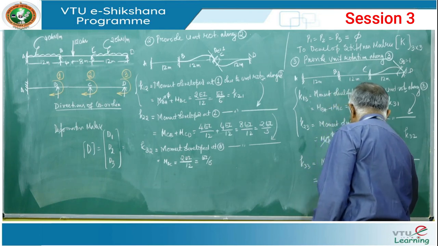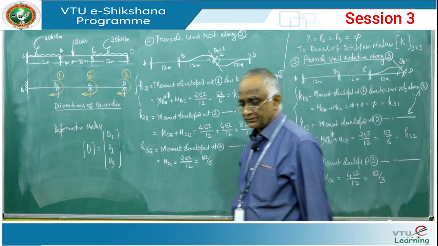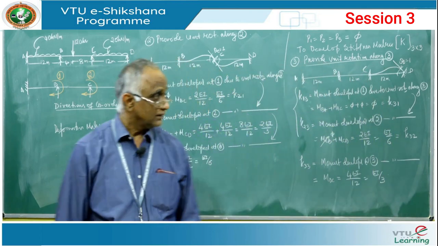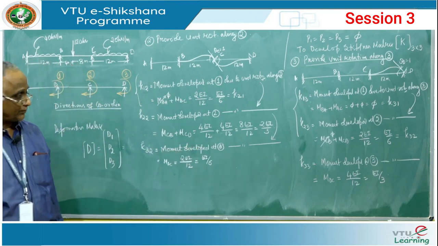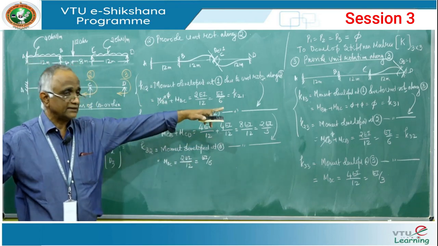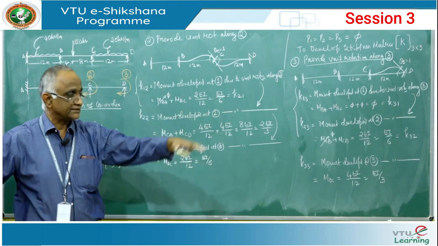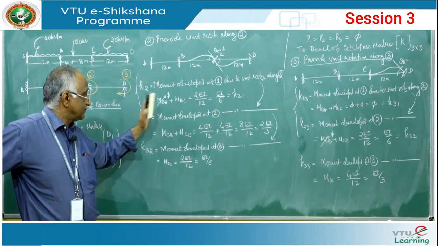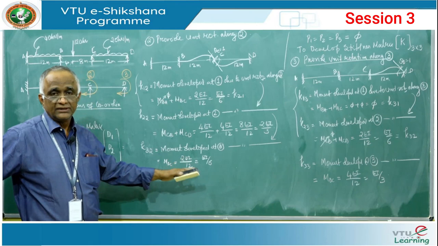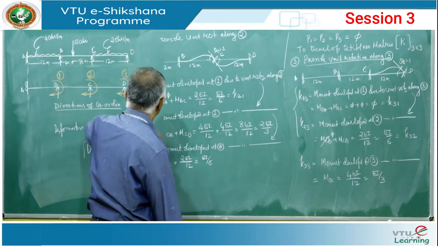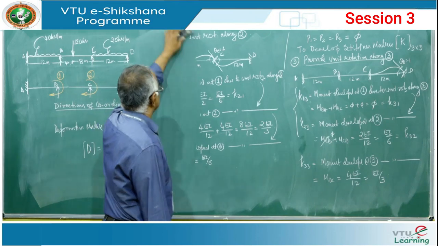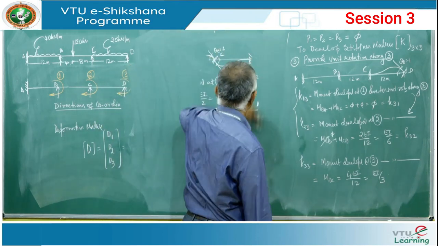It is EI by 3. So, you have all the 9 coefficients now. I have repeated, although you may not be required to calculate this. Once you know that, you can just simply write that K12 is 21, K23 is 32 and complete the problems. So, let us formulate the equation now.